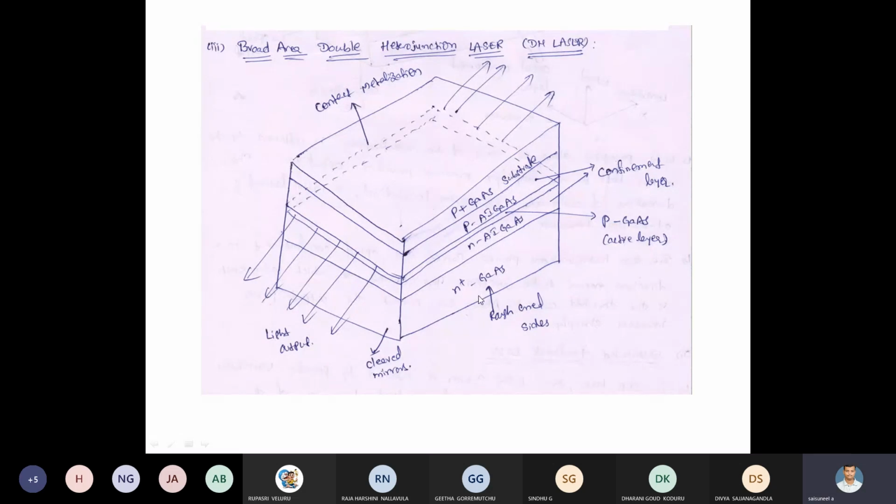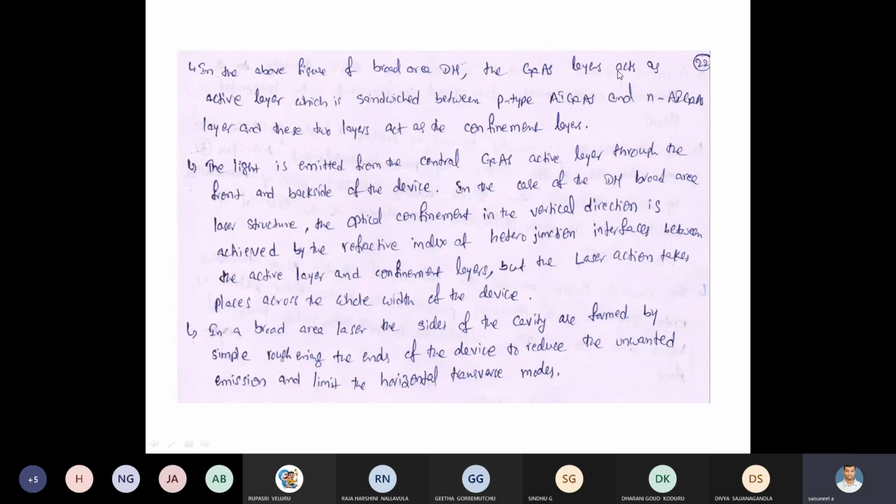This is the double heterojunction structure. Once we apply forward bias to this, the recombination takes place in the active region. We get light output in both directions. That is the broad area double heterojunction laser.